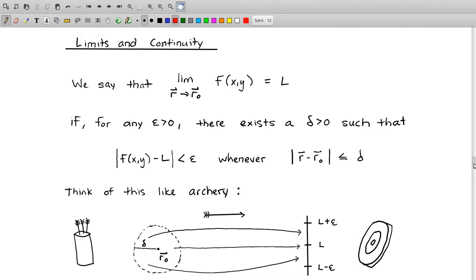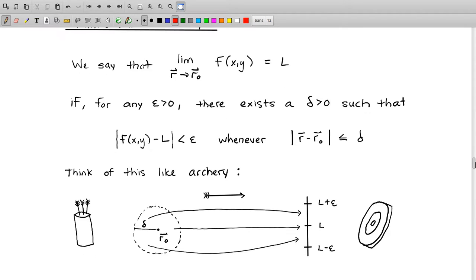So everybody loves when we pull out the epsilon and delta definition of a limit, but it's really not so bad. So the formal language is that we say that the limit, as the coordinates of the independent variables r approach some specific value r naught, of the function f of x and y equals L. We say this is true if, for any epsilon, there exists a delta such that the magnitude of f of x, y minus L is less than epsilon whenever the magnitude of r minus r naught is less than delta.